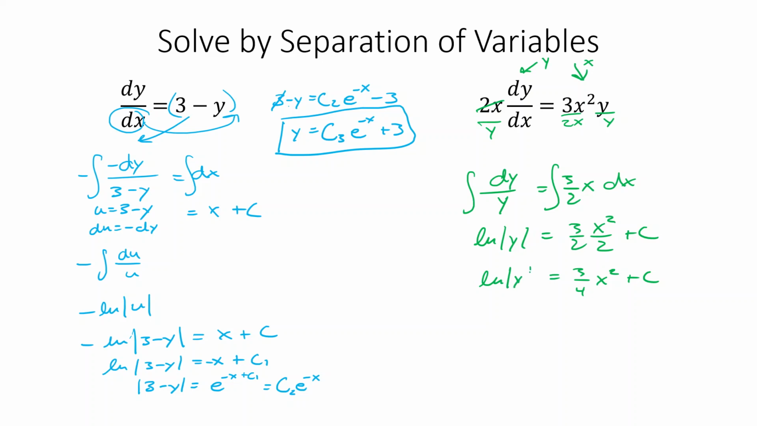Equals the ln of y. And now I'm going to do the e of both sides. All right, so that cancels that. We get y equals, and this c will come out in front as some other c, e to the 3/4 x squared, like that. And there's my answer. Oftentimes we do end up with these because we end up with dy over y.